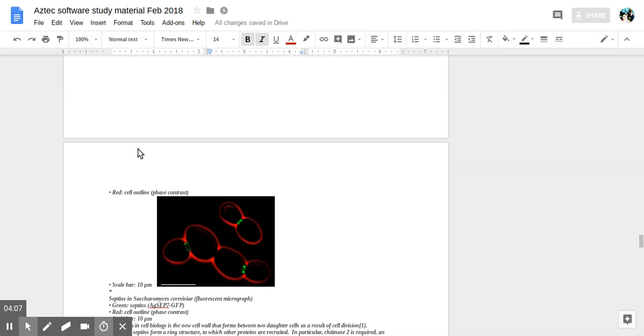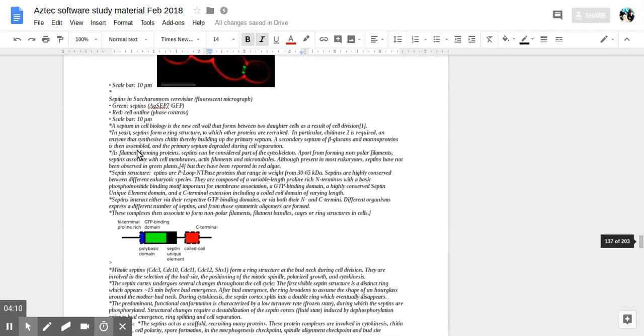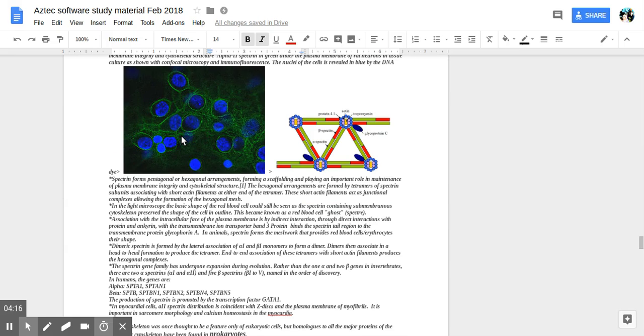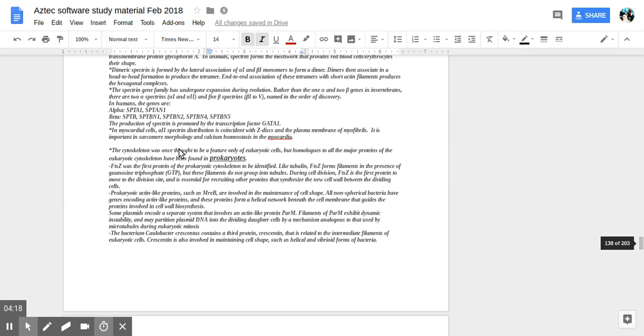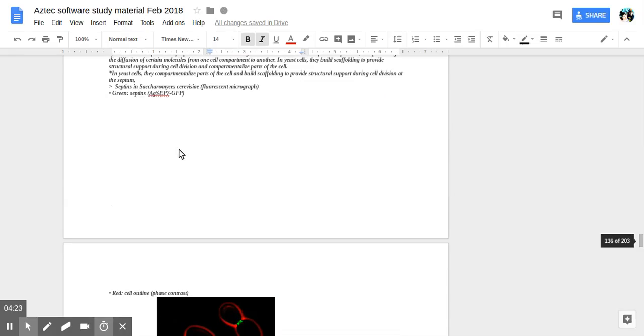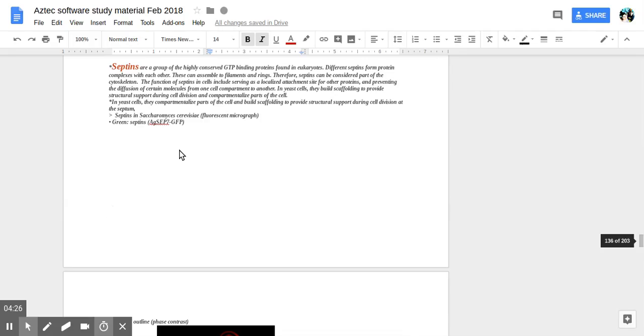I put a bit of info about septins. These are also part of the cytoskeleton. Septins are a group of highly conserved GTP binding proteins. It's a protein found in eukaryotes. Different septins form protein complexes with each other. These can assemble into filaments and rings. Septins can be considered part of the cytoskeleton.